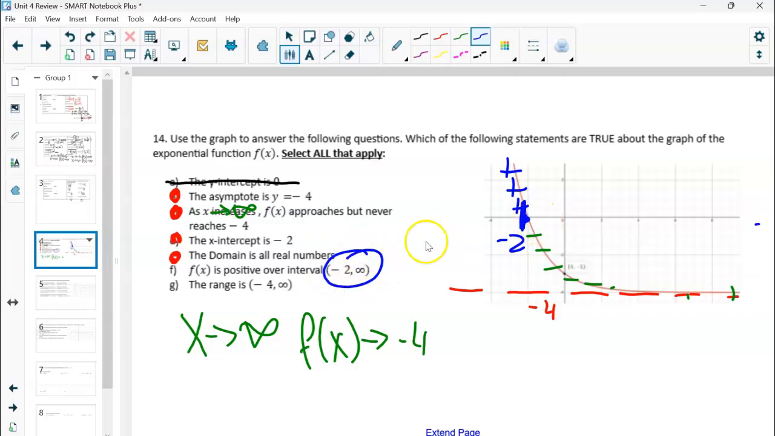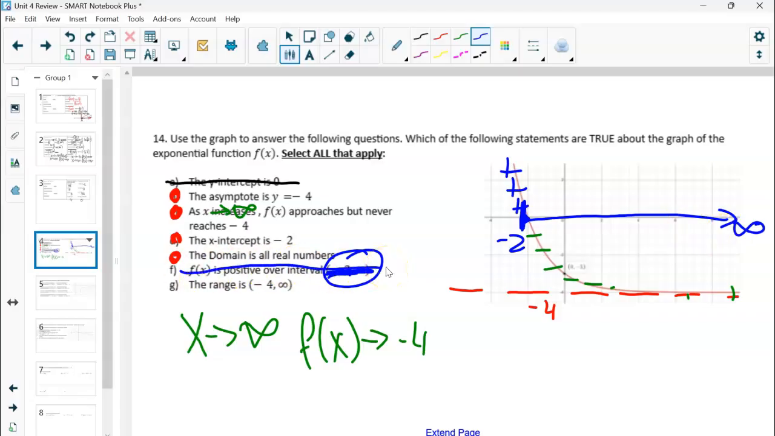So this is saying -2 to infinity. So from this point to here, it is saying that my function is above here. It's not, it's below. These are negative values, so this is not a true statement. My function is positive from -infinity to -2, but not from -2 to infinity, okay? So this is not true.